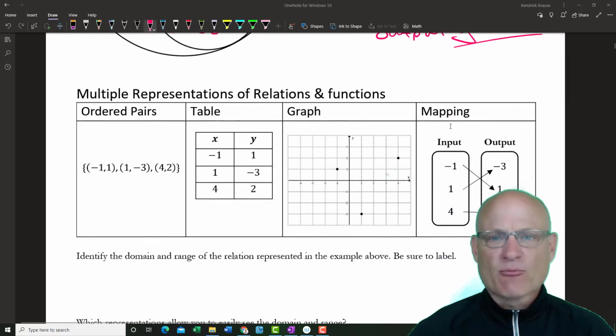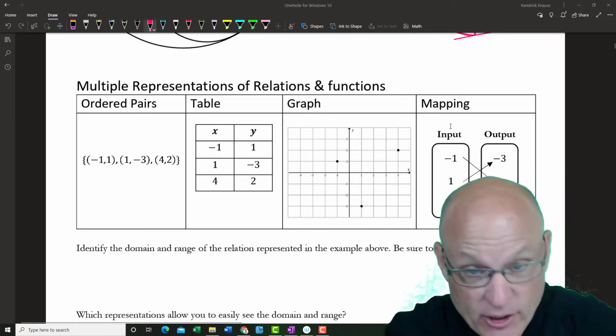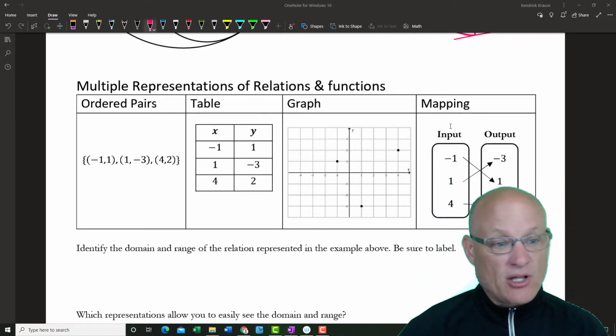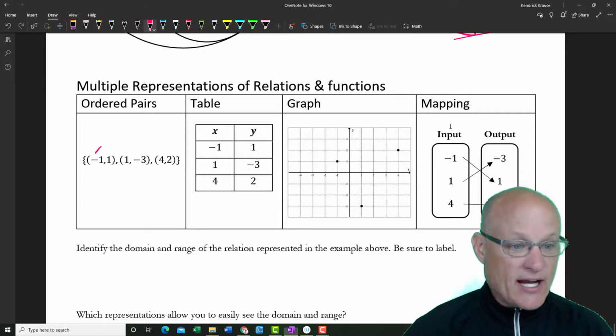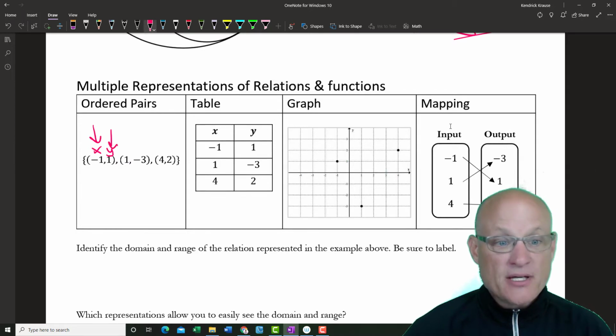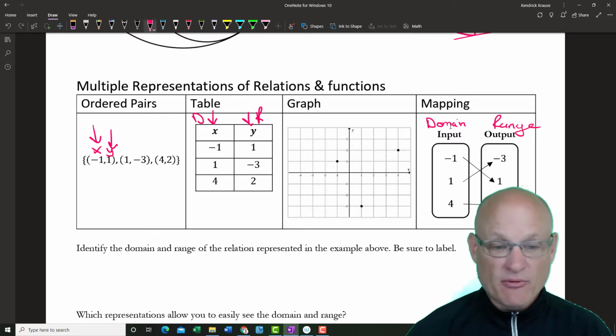We usually represent relations and functions in a couple of different ways. We could use ordered pairs. There's your set or collection of points. We can use a table where these are your x values and these are your y values. This is the input, this is the output. Input, domain, output, range. Or I can graph it. Or I can do this thing called a mapping diagram, where this is the input, the domain, and this is the output, which is the range. You should have seen these before.